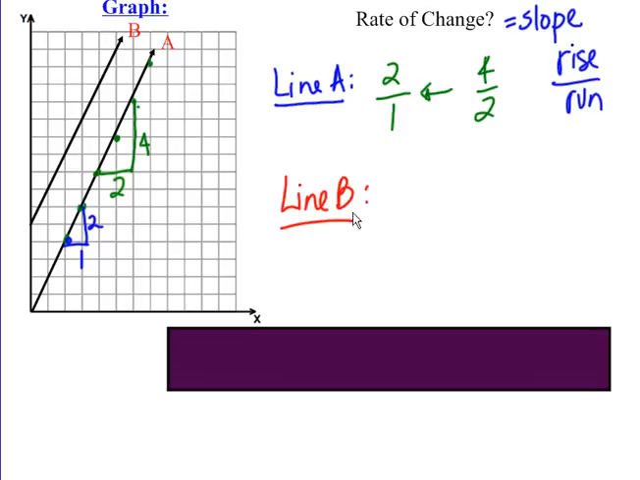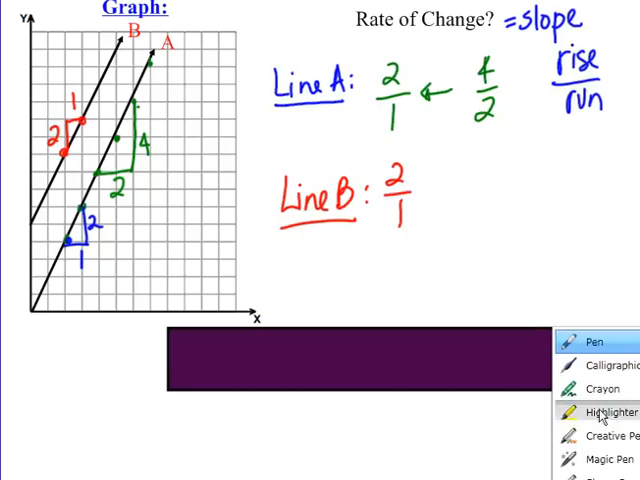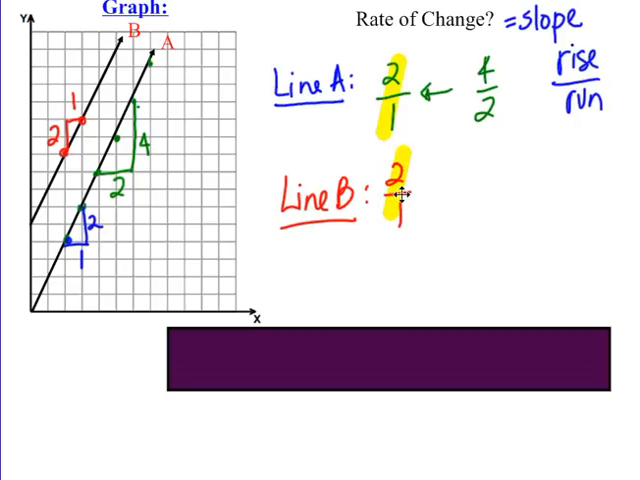Okay, so now let's take a look at line B, and see if we can come up with, again, the slope or the rate of change. So we'll find 2 points and make a triangle. And again, rise over run, 2 over 1. So we can see that the slopes are exactly the same. So what does that tell us? That tells us that both of these lines are going to rise the same amount and run the same amount constantly. That means that these lines are parallel. They are never going to run into each other.